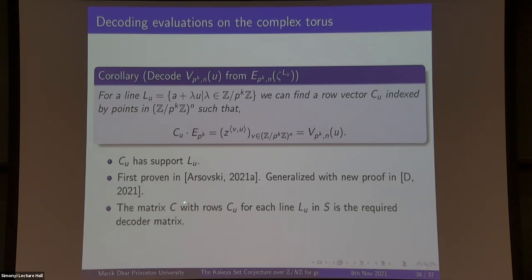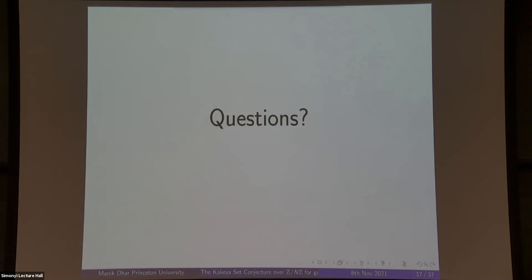So now our final decoding matrix C is basically this matrix with row Cu for each line LU. And okay, there was a mod P here. So you now can implement the whole argument. That's the entirety of the thing. Hopefully that made sense. But if anyone has any questions. Thank you.